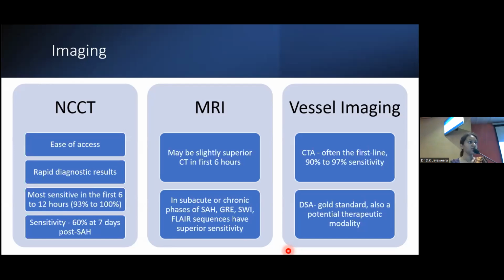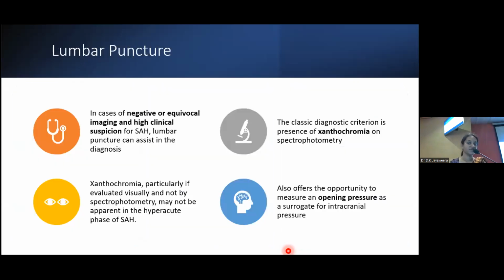So coming back to our patient, this is a case of a negative imaging with a high clinical suspicion of SAH. So this is the place for a lumbar puncture. What we look for in the lumbar puncture is the presence of xanthochromia by spectrophotometry. That is important to ask for because if examined visually, we have a potential of getting a false report.